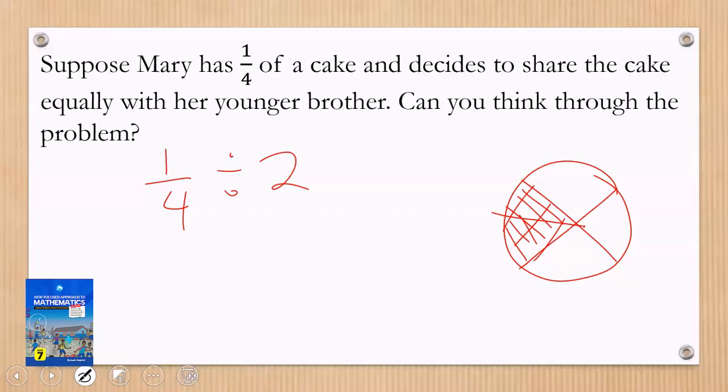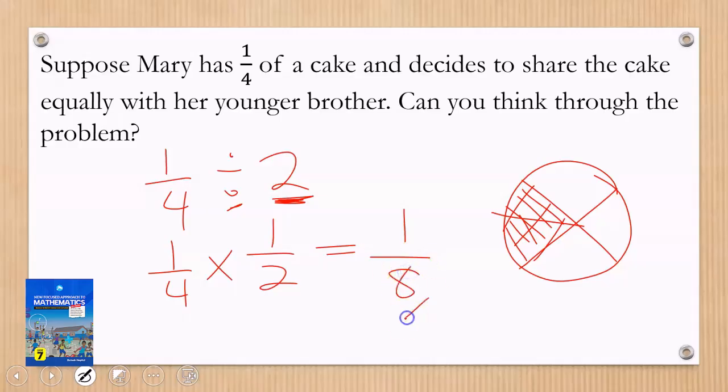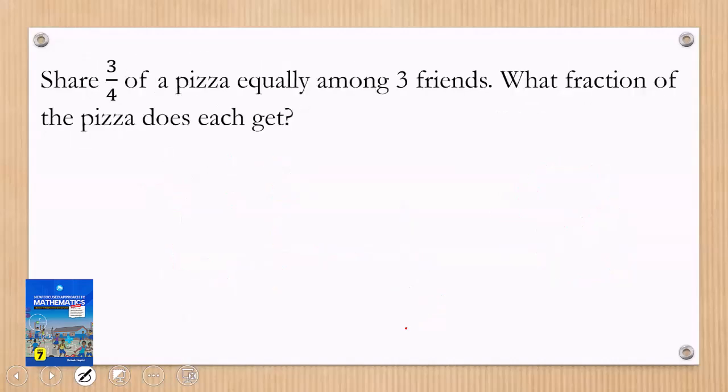What we have to do is that anytime we divide a fraction by a whole number or a whole number by a fraction, the second number, we can reciprocate it by changing the division to multiplication. So we are going to have 1/4 times 1/2. And when that happens, we multiply the numerators and the denominators, which gives us 1/8. So it means that if they divide the 1/4 by 2, each of them will consume 1/8 of the cake. I hope it makes sense. Good. Let's see another example.